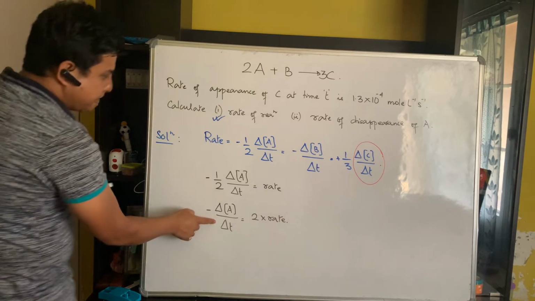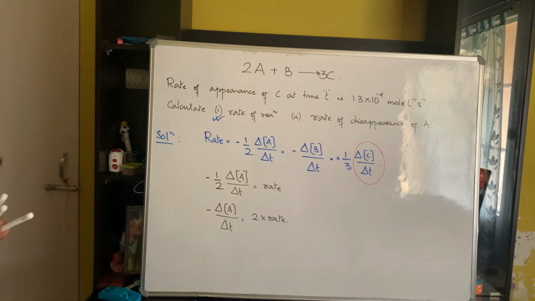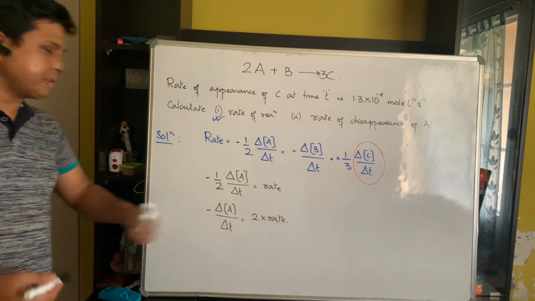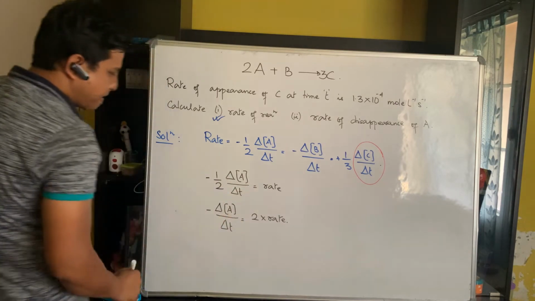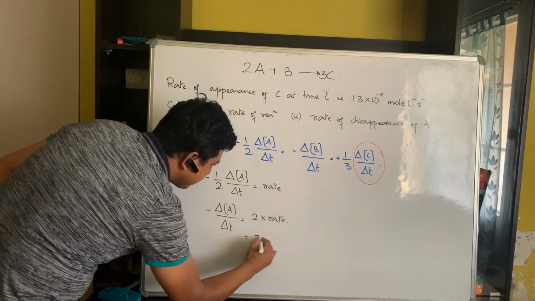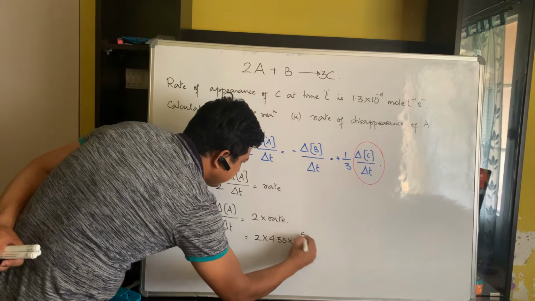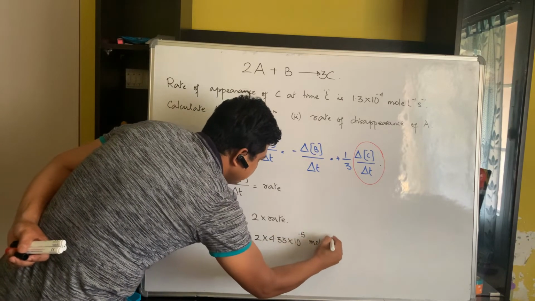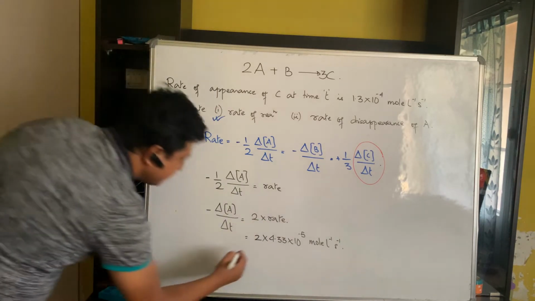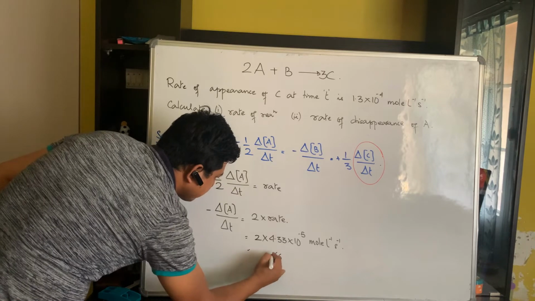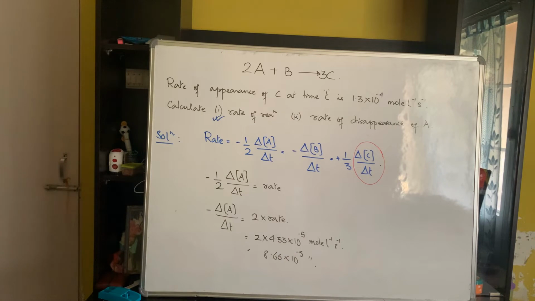What does this thing represent? This represents the rate of disappearance of A. Minus del A by del T means the rate of disappearance of A, which is now equal to 2 times the rate of a reaction. So this will come out to be 2 times, what is the answer? 4.33 into 10 to the power minus 5. The unit will be the same, mole per liter per second. So it will be 8.66 into 10 to the power minus 5 mole per liter per second.